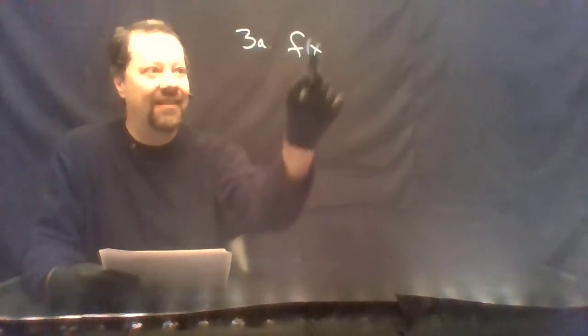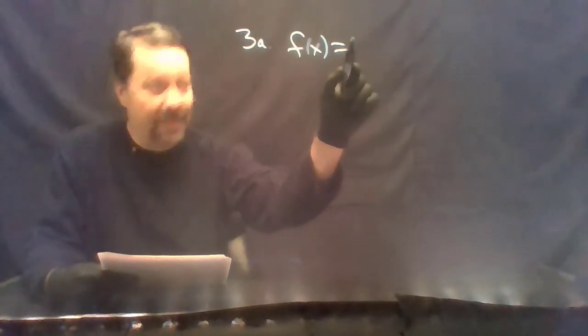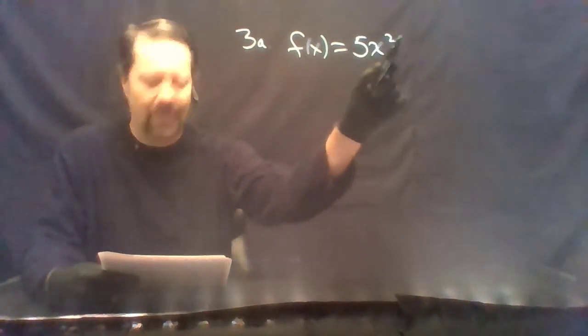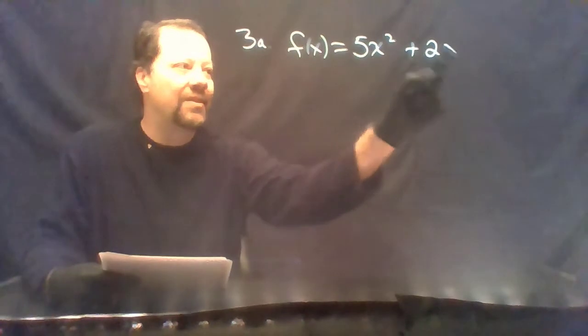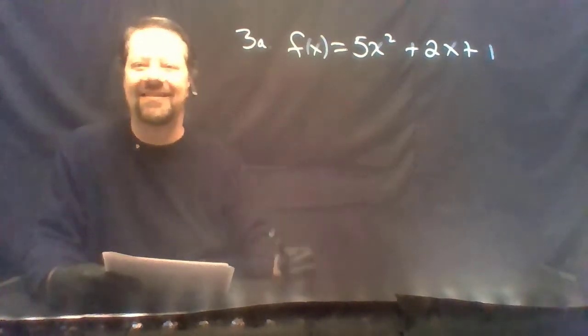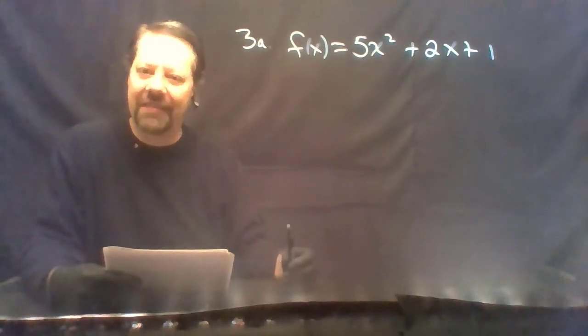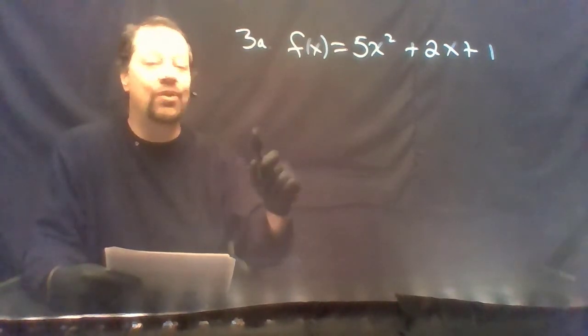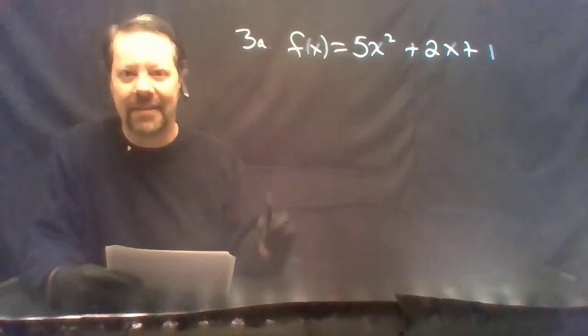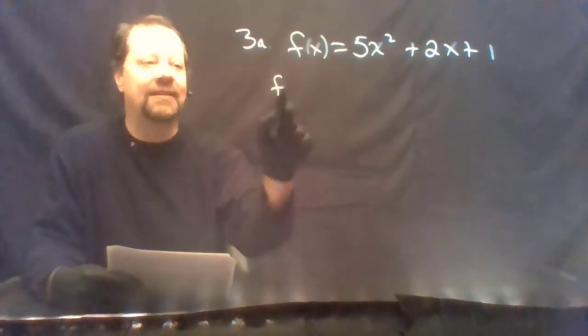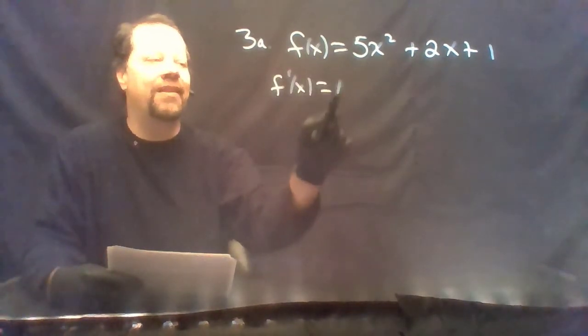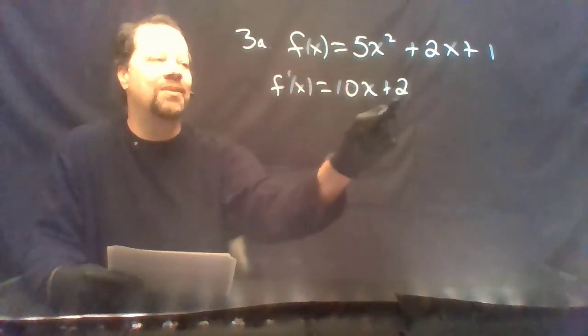Problem 3 contains a large number of problems where you're asked to calculate the derivative of the given function. So on 3a, for instance, we have f of x equals 5x squared plus 2x plus 1. We ought to give you 2 points for getting the correct answer and minus 2 million points for getting the wrong answer. You'd better get this one right. The derivative is 10x plus 2.